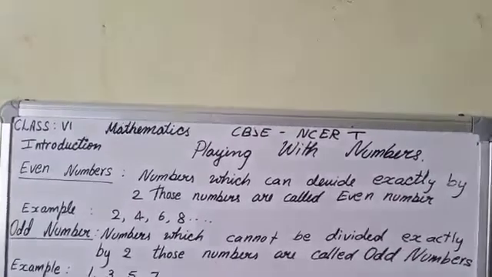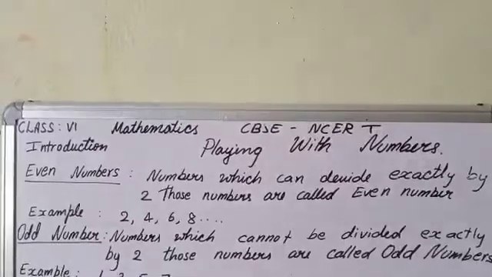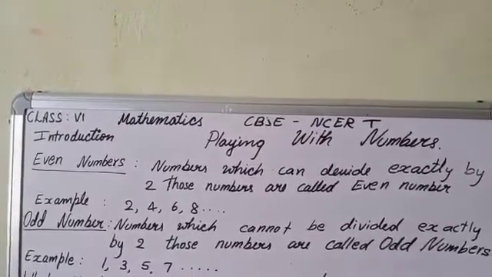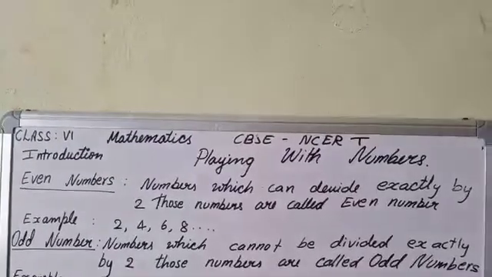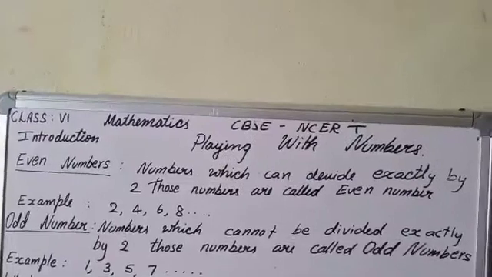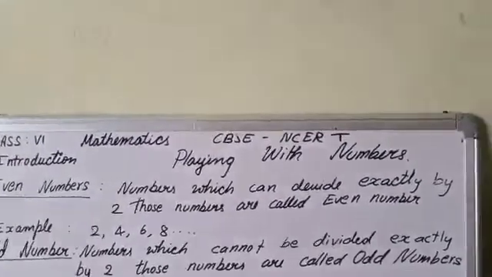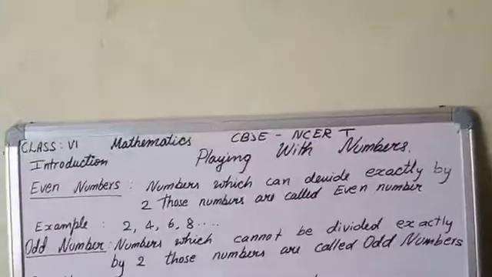Next, odd numbers. Of course, a few numbers we cannot make into two equal groups. Those numbers which cannot be divided exactly by 2 are called odd numbers. In the same way, these are 2, 4, 6. These are 1, 3, 5, 7.